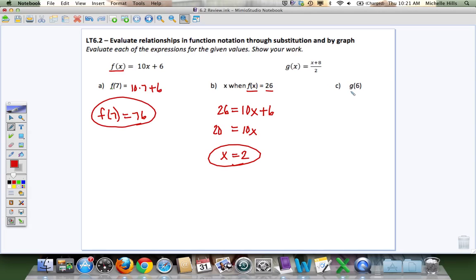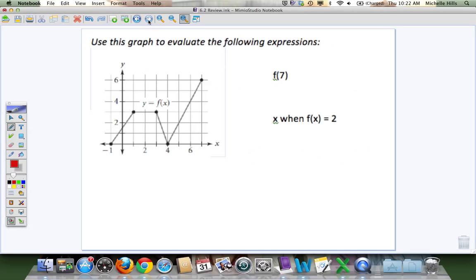Here, this one's asking me to use function g and to substitute 6 in place of the x. So g of 6, I'm going to do 6 plus 8 over 2. So g of 6 is 6 plus 8 is 14, divided by 2 is 7. Again, yes, that is required work.